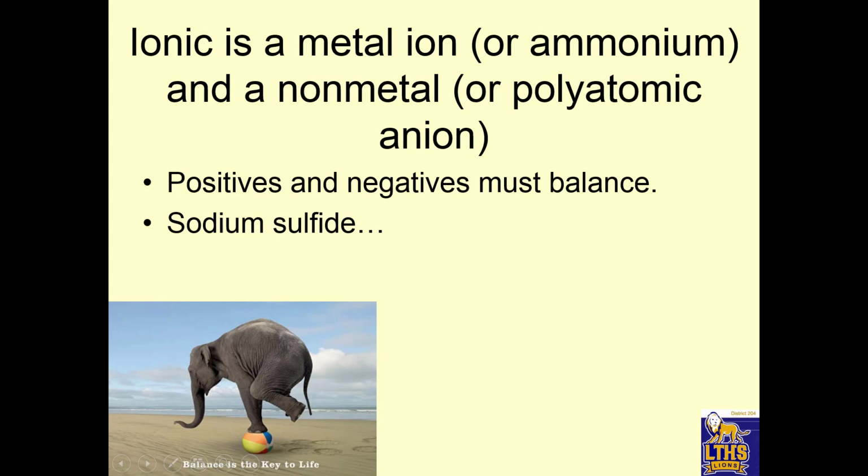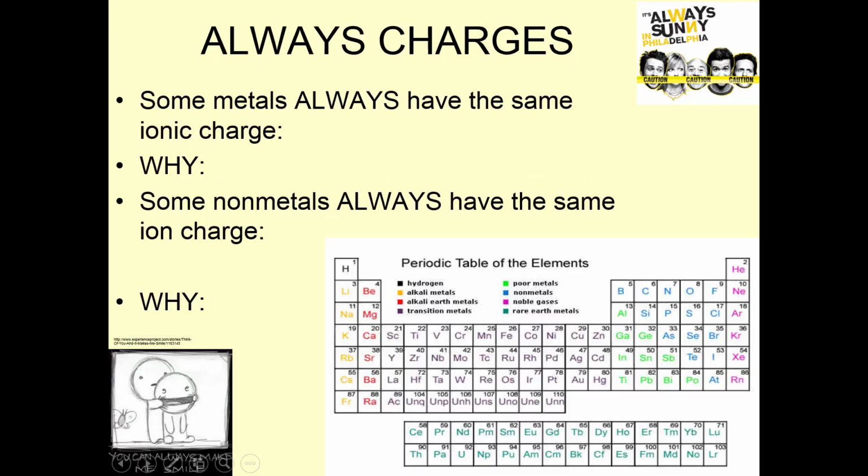Okay, so ionic compounds are metal ions or ammonium and non-metal ions or polyatomic anions, and the positives and negatives must balance. So if we have sodium sulfide, that's the symbol for sodium, symbol for sulfide. Look at the table, we got a +1, we got a -2. So the formula is Na2S because you need 2 of the sodium for 1 of the sulfide to equal 0. Okay, balance is the key to life.